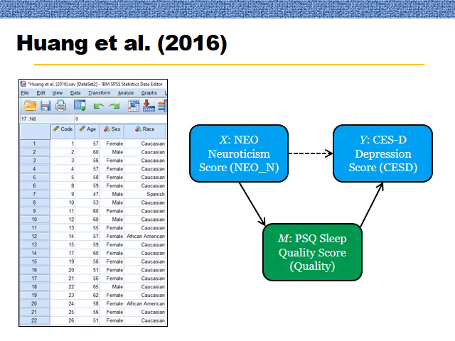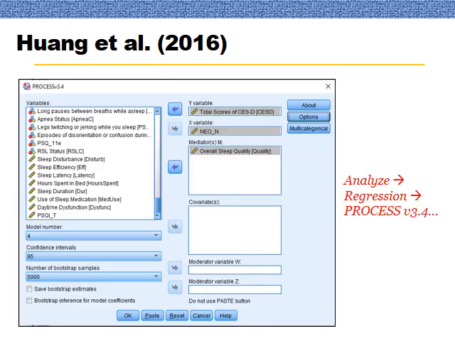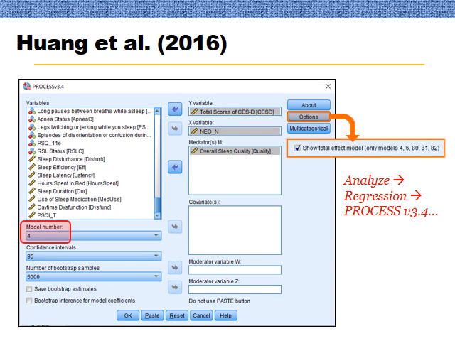We can test their model using the data file Huang et al. 2016.sav. Our predictor variable X is their score on the NEO neuroticism scale. Our outcome variable is their depression score, and our mediator variable is their sleep quality score on the Pittsburgh Sleep Questionnaire. We can use process model 4 just as we've done in the previous examples, putting these variables in the appropriate place. Our X variable is neuroticism, our Y variable is depression, and our mediator is sleep quality. And as we've done all along, we'll ask for the total effect model so that we can add all of our coefficients to the diagram.